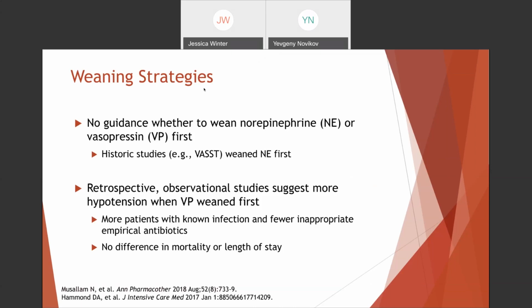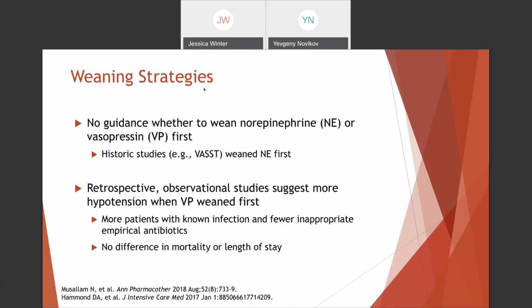And what we found is that if you do decide to wean vasopressin before norepinephrine, don't be surprised if your norepinephrine requirement goes up a little bit, but usually it doesn't go up that much. And if it is going to rebound or increase when you remove the vasopressin, it's usually in patients that had not been started on empiric antibiotics appropriately, or patients that still have ongoing infection. There was no difference in length of hospital stay, ICU stay, or mortality if you weaned vasopressin first.